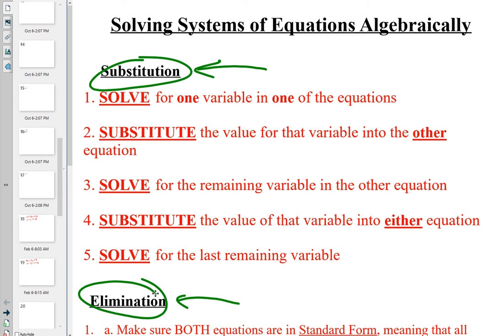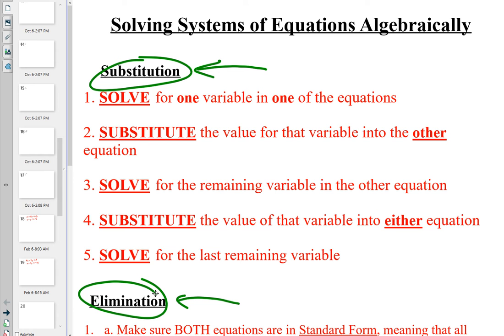Because I need to establish right off the bat, some people think that, like, oh yeah, this system I can only do with substitution, or this system I can only solve with elimination. No. As far as choosing a method, there is no wrong way to go. There's a better way to go sometimes, or there's a quicker way or easier way, whatever you want to call it, but there is no wrong choice.